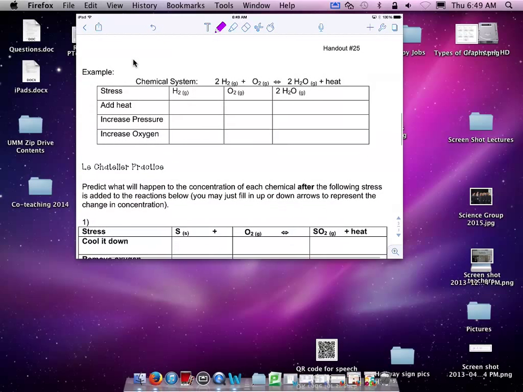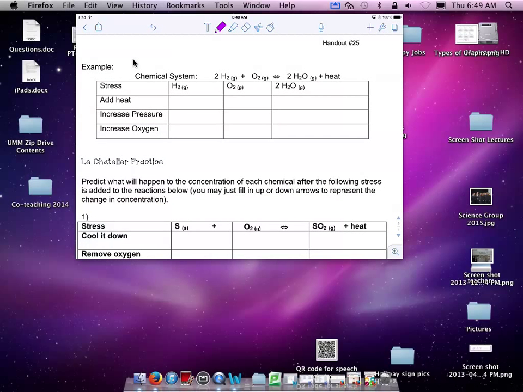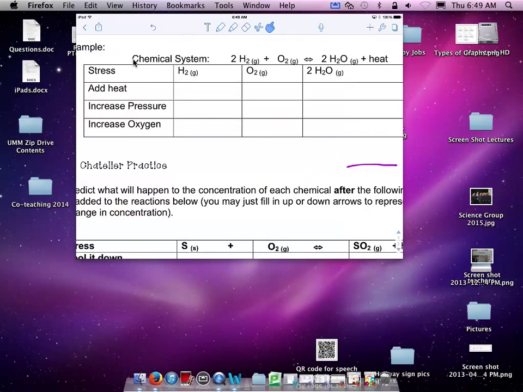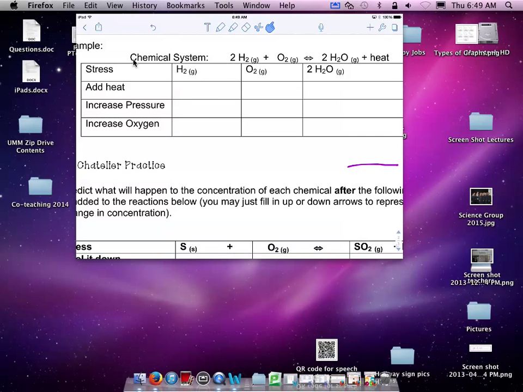All right, so I'm going to eventually have you do a lab that sort of demonstrates this idea. However, before I do that, I'd like you to do a little practice on your own. And before I have you do a little practice on your own, I'd like to do a little bit of practice with you. So here's how this works to practice Le Chatelier's principle. What we're going to do is we've got a chemical system. In this case, we've got hydrogen and oxygen and water. Those are the things that I'm dealing with.